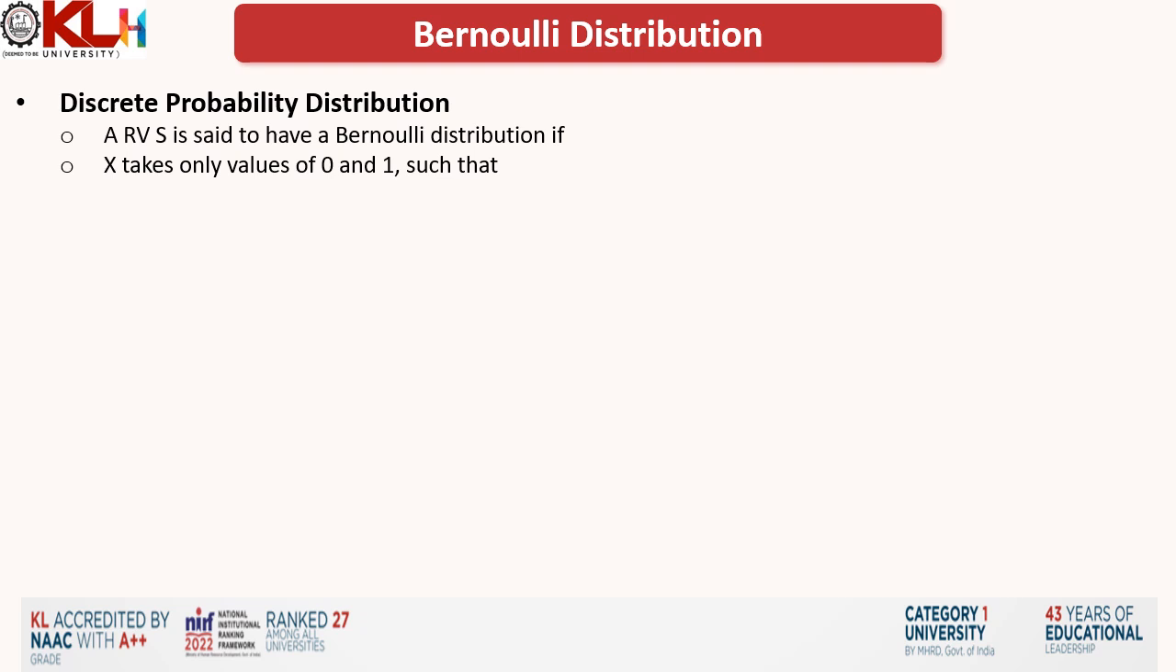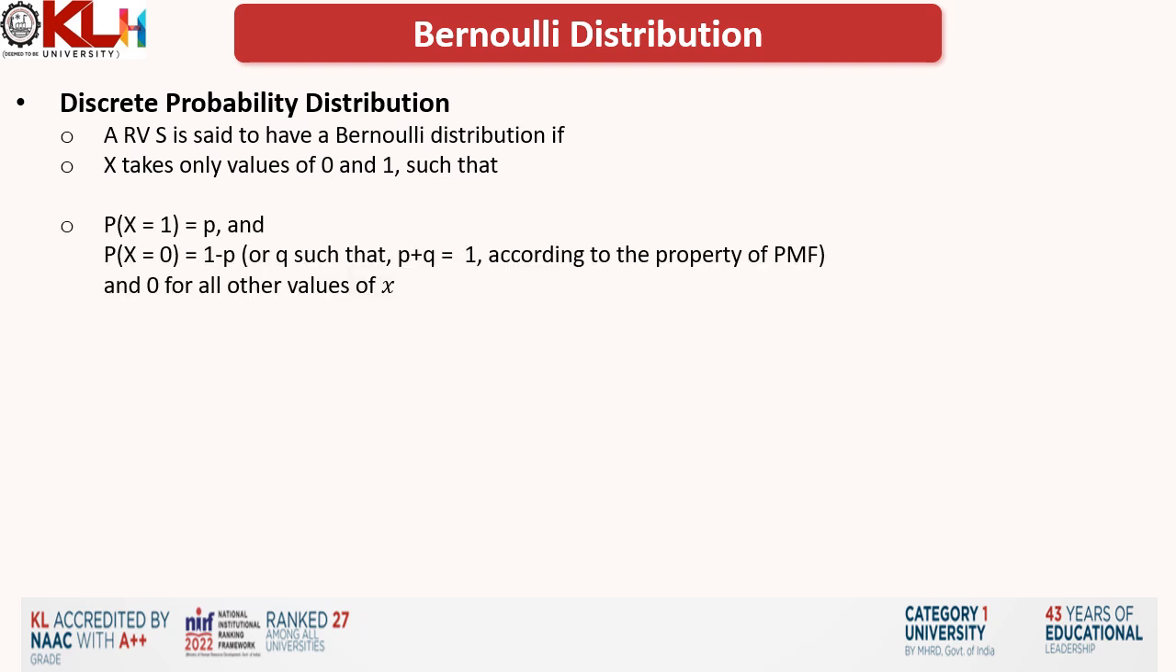Here is an example of the Bernoulli distribution, which is the simplest discrete random variable, and we have come across this before. For example, a single coin toss. So a random variable is said to have a Bernoulli distribution if the random variable takes only values 0 and 1, such that the probability of x is equal to 1 is some value p between 0 and 1, and the probability that x takes the value 0 is 1 minus p.